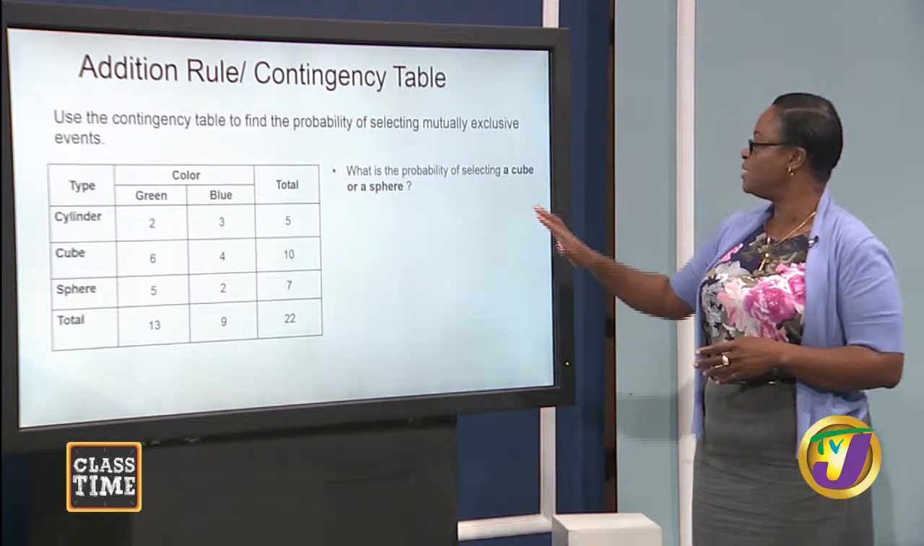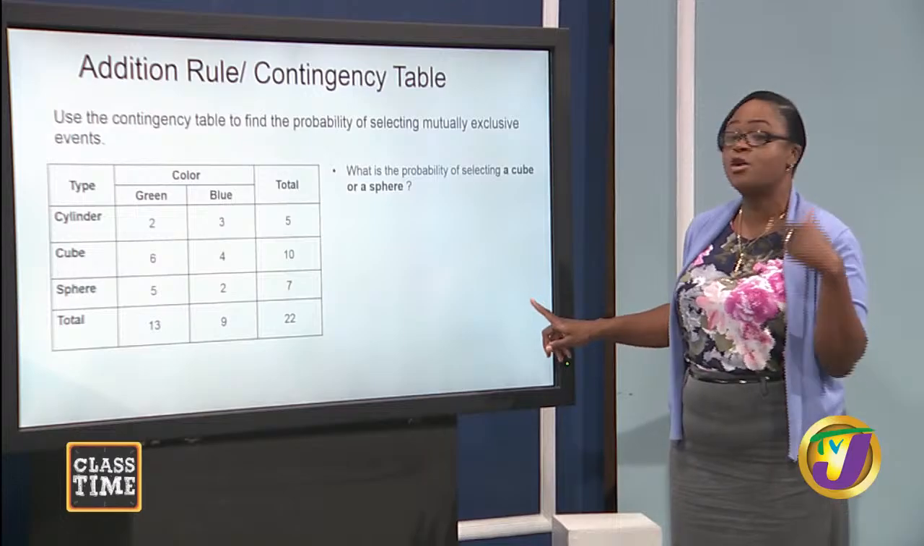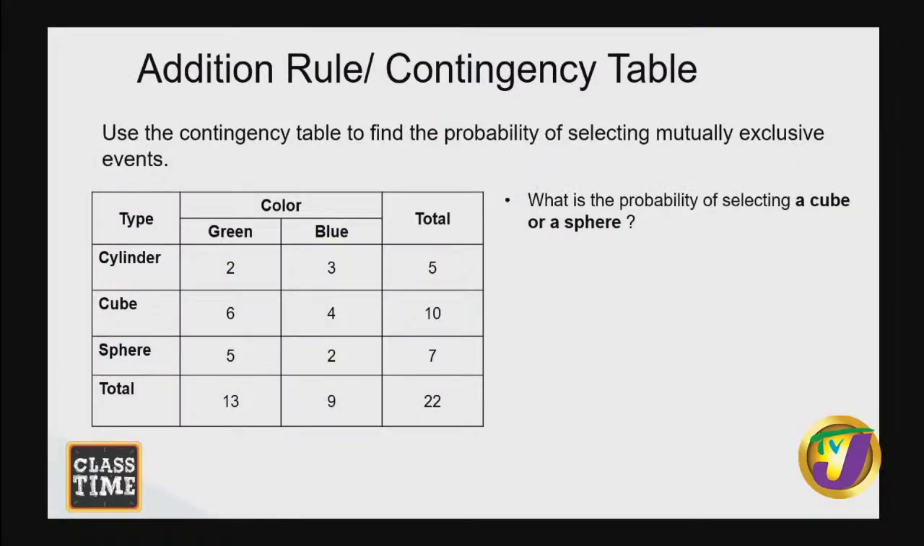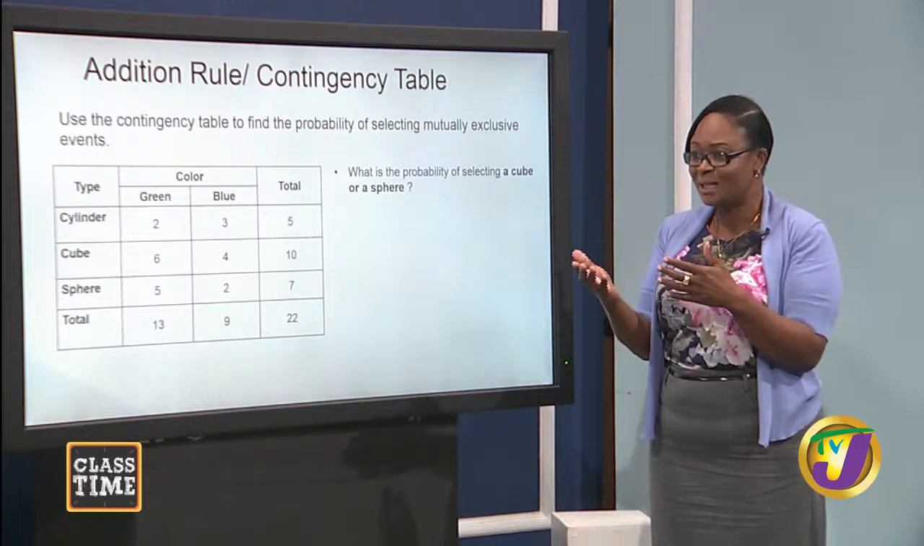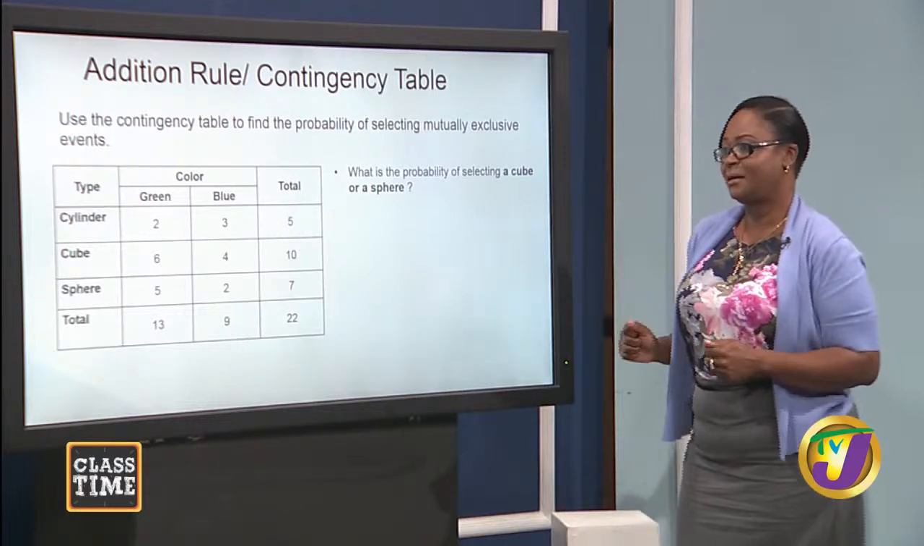So the probability of selecting a cube or a sphere, now, what do you think we would need to do? Shadeen said something earlier. I heard her say something about some combination of sorts, right? That's what I heard. So based on what the question is asking, it didn't just ask us to identify the probability of one or the other, but it's a combination basically.